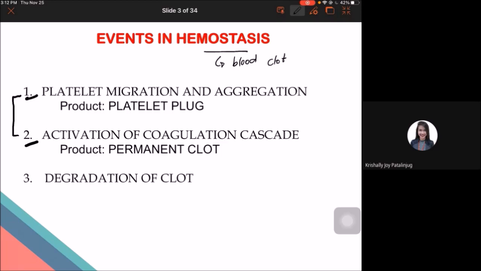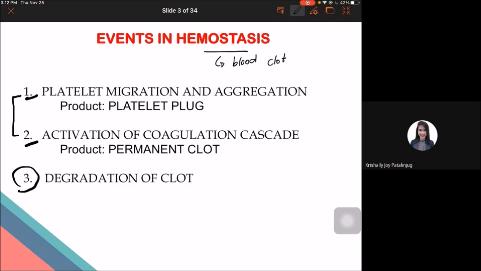And finally, of course, ang clot nga ma-form sa body, hindi naman yan forever. Dili man na siya permanent ang clot. There will come a time nga dili na siya kailangan. Kasi nga, healed na yung injury. Okay, therefore, it will now be degraded. Kaya number 3, yung last would be, it is not involved already sa formation ng clot, but it is all about degradation of the clot.